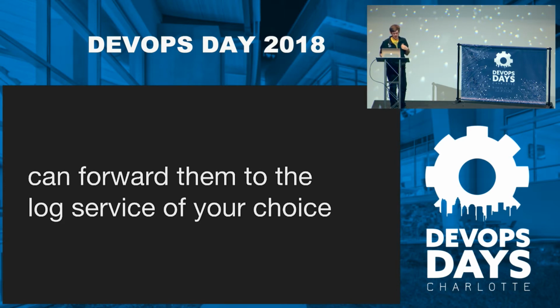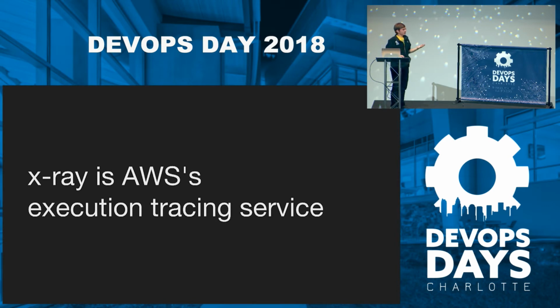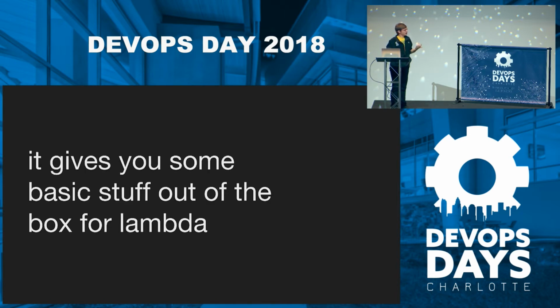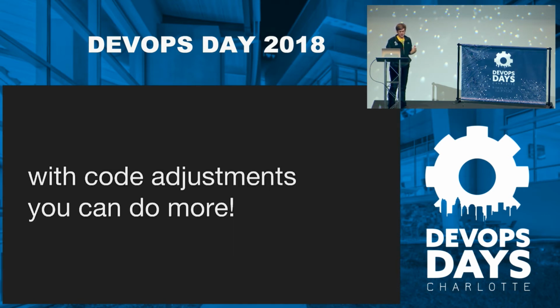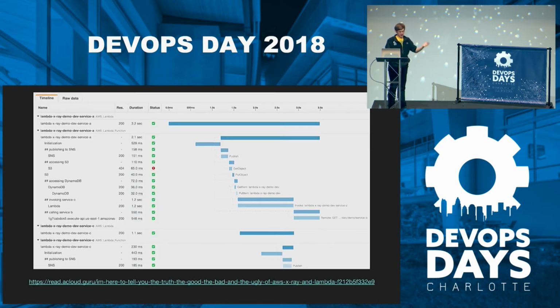For tracing, Amazon has a tracing service called X-Ray that does execution tracing for you. It gives you some stuff out of the box for Lambda that looks a little bit like this. It doesn't really tell you much. I made some cool test Lambda just to get a screenshot of what it does. I think I just had it print my name or something like that. With adjustments, you can do a lot more. And again, the Cloud Guru information is very useful here.